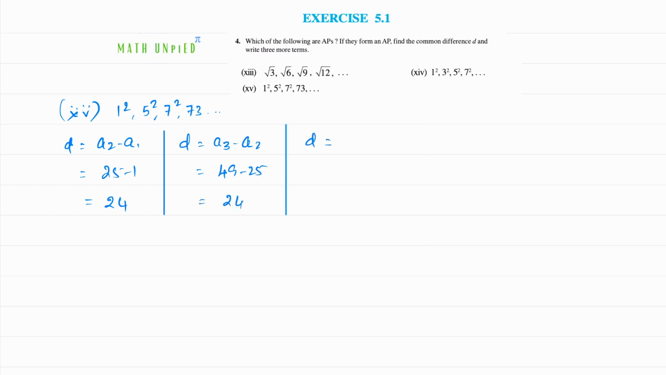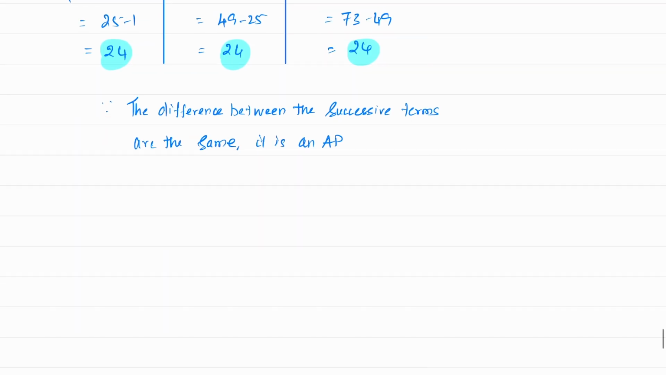D equals A4 minus A3 for the next two terms, which is 73 minus 49. Again 73 minus 49 equals 24. So the difference is same, which is equal to 24, and therefore this is an AP. So we can write, since the difference between the successive terms are the same, it's an AP. Now we have to find the next three terms.